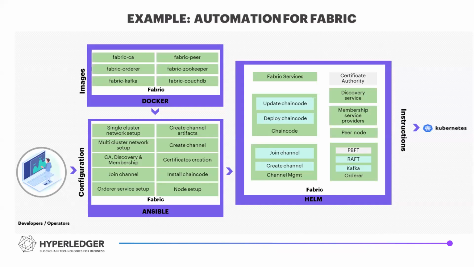And what it will actually do is use Helm releases. Helm is a release management tool for Kubernetes. We have created Helm charts for each of these: a Helm chart for updating a chaincode, deploying a chaincode, joining a channel, creating an orderer with Raft or Kafka, and a peer node, and all that. Using those releases, it will deploy into Kubernetes.